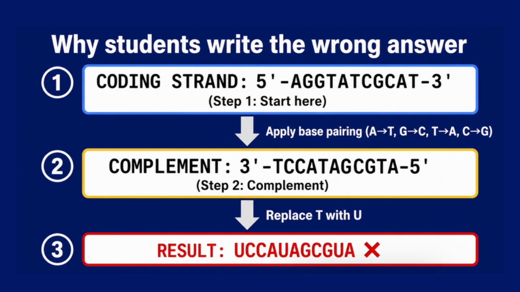First, let me walk you through what usually goes on in your mind. You see DNA and immediately think of base pairing as A pairs with T and G pairs with C, so you take the given sequence and start writing its complement. Then you remember RNA has uracil instead of thymine, so you replace the T with U and you end up with this sequence.